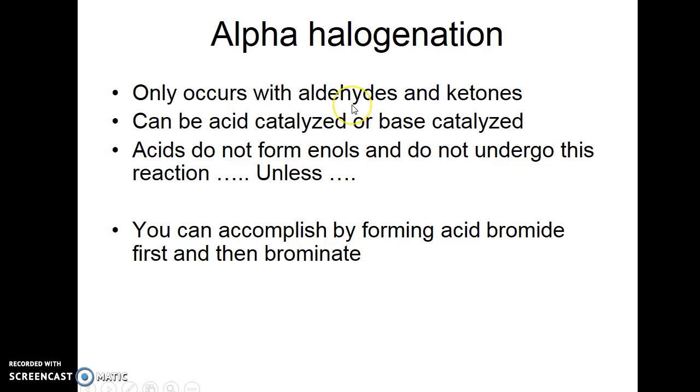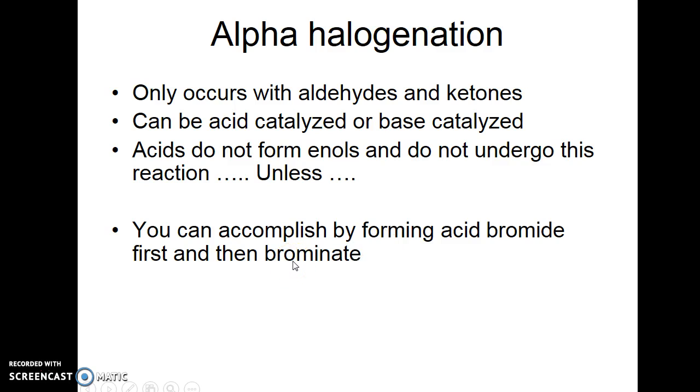Alpha halogenation only occurs with aldehydes and ketones. This can be either acid catalyzed or base catalyzed, and you know the difference between them now. Acid catalysis gives you mono halogenation, and base catalysis can give you pretty much unlimited halogenation. Acids do not form enols, and so they don't undergo this reaction. But if you really wanted to do it, what can you do? You can make the acid halide and then do a bromination.